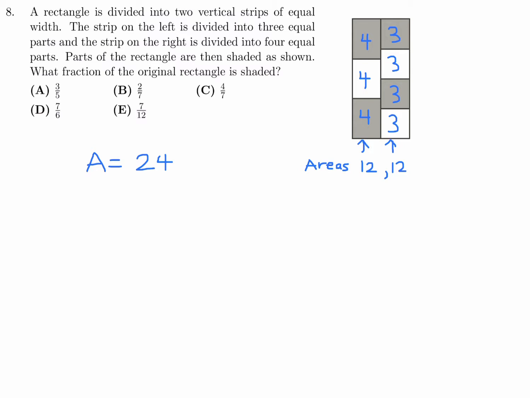The fraction of the original rectangle that is shaded, well, it's this plus this plus this plus this. That's the shaded parts. So that's going to be 4 plus 4, 8 plus 3 plus 3. 8 plus 6, 14. And we have to divide by the total, which is 24. And that's the answer to the question. Of course, they're going to lower it to lowest terms, 7 over 12. And that would make number 8, choice E.